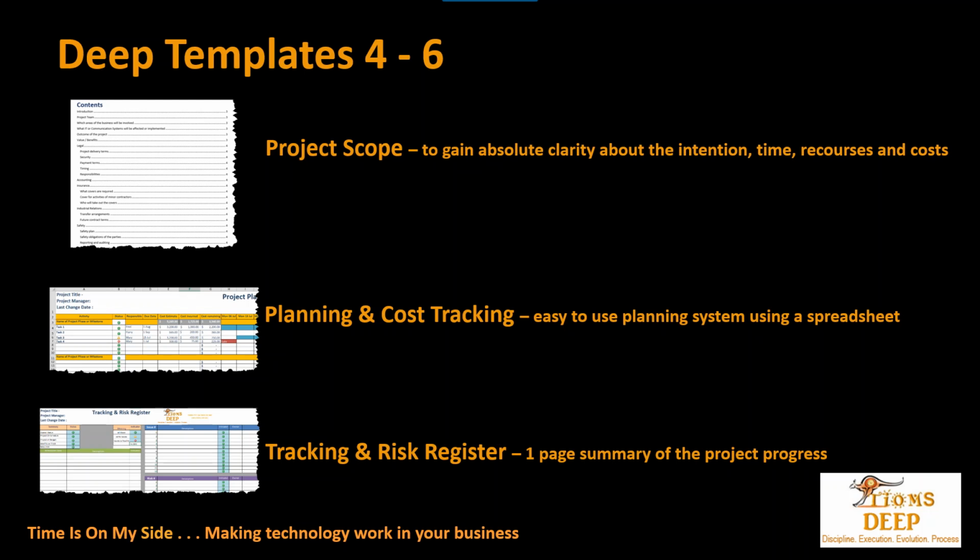There's also a tracking and risk register, a large one-page summary of the progress of your specific project. This looks at where you are, how you're tracking against your milestones, if there are any issues or if there are any risks, and how you intend to mitigate them. A one-stop shop tracking and risk register.